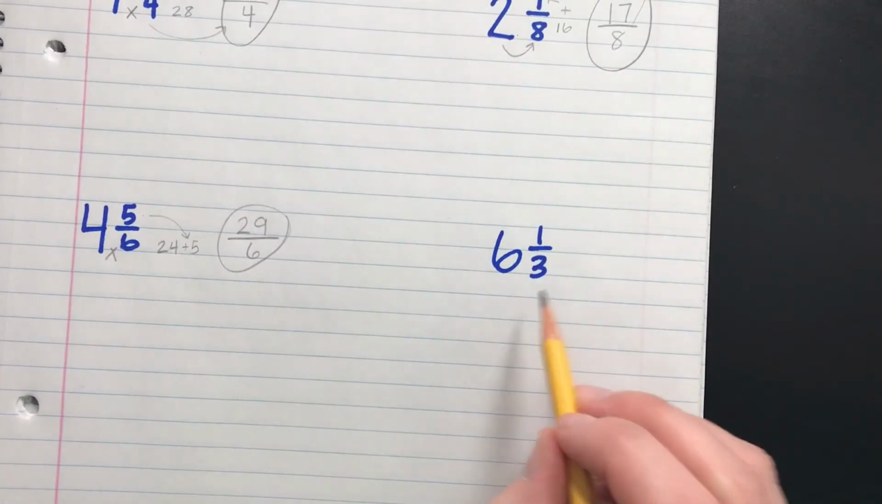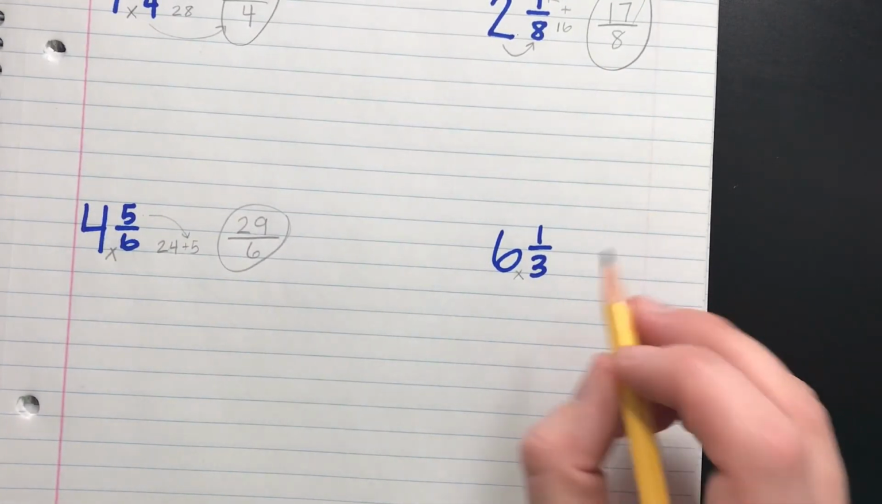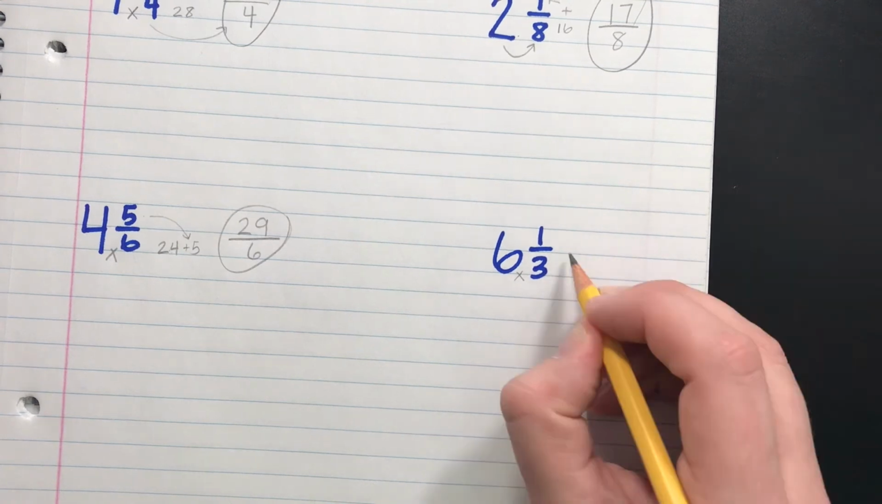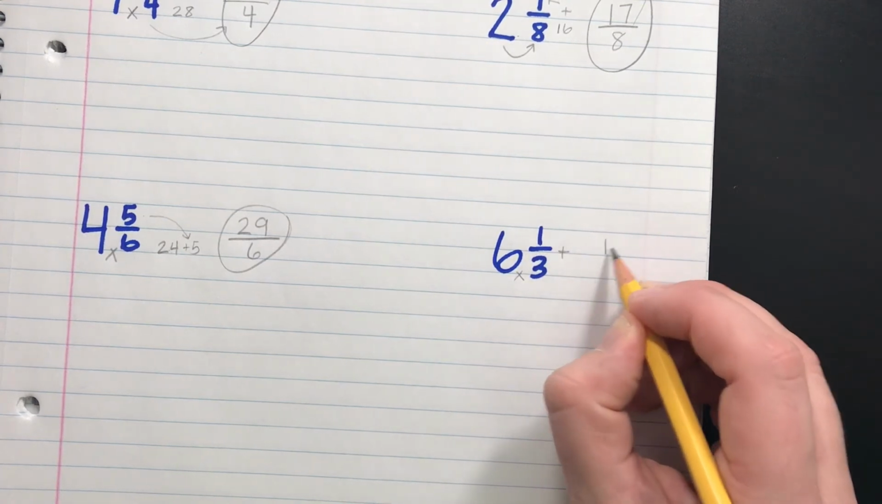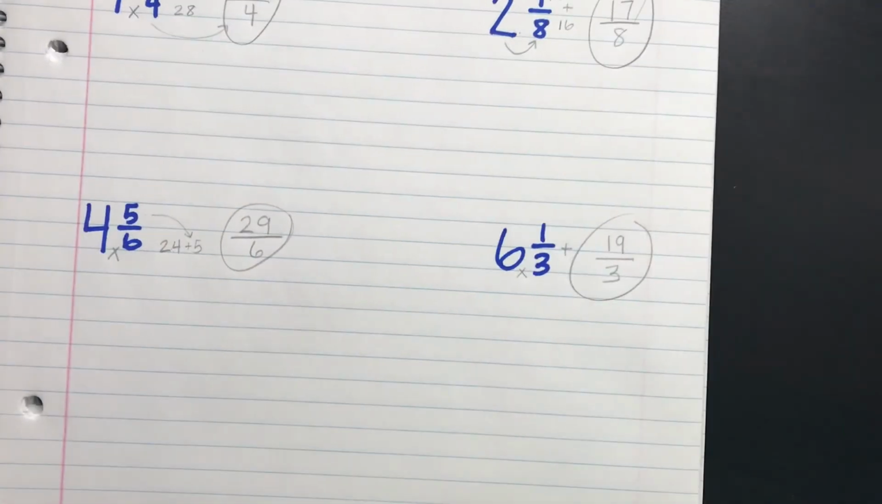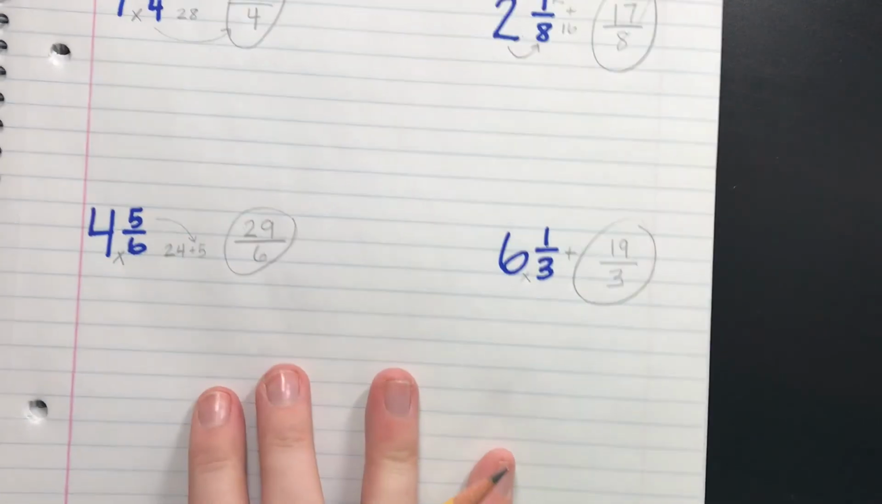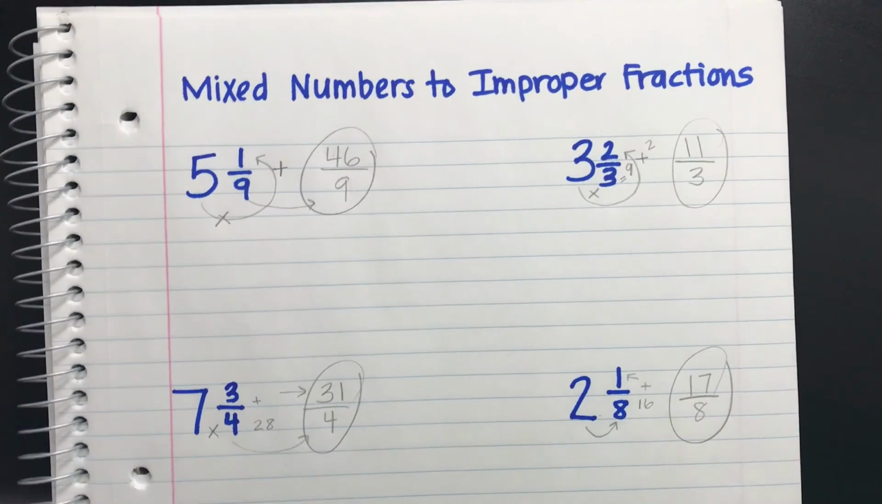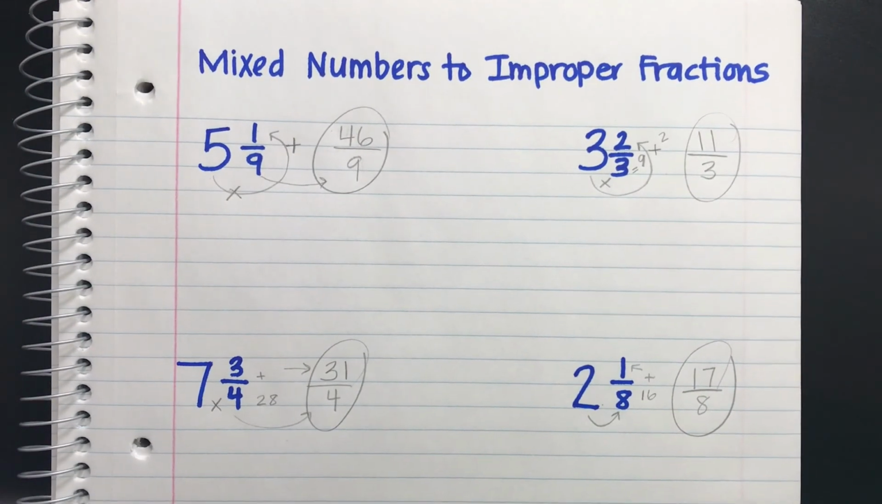All right, last one. 6 times 3 is 18. 18 plus 1 is 19. So 19/3. All right. So again, I would hope this was helpful for you. Ask me if you have any questions at all. Good luck.